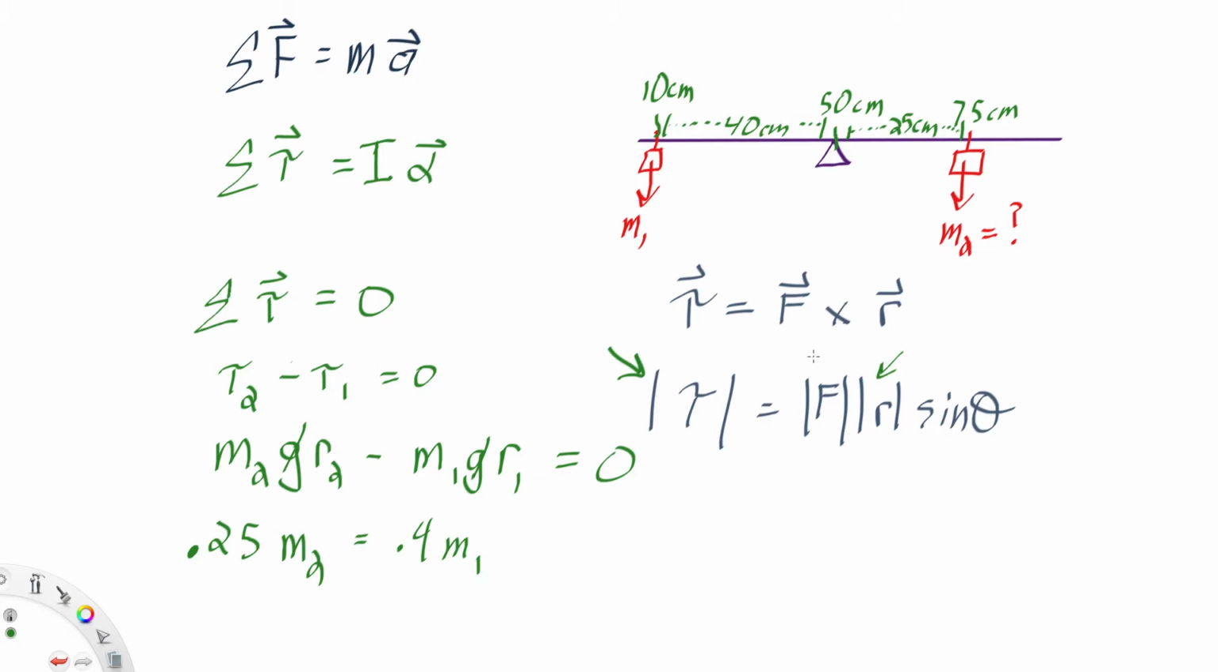So for example, if mass 1 was known to be 100 grams, right, then we would have m2 equals 0.4 over 0.25 times 0.1 kilograms. So we would have something like, what, 0.16 kilograms for mass 2.